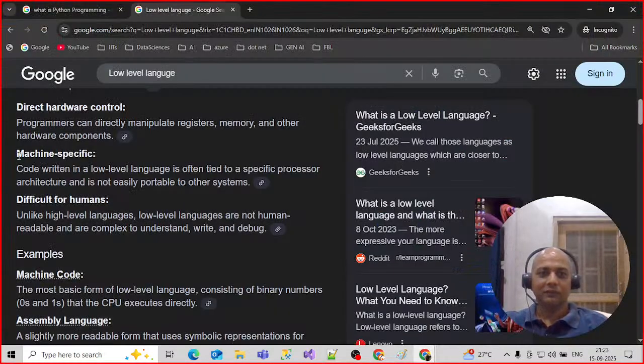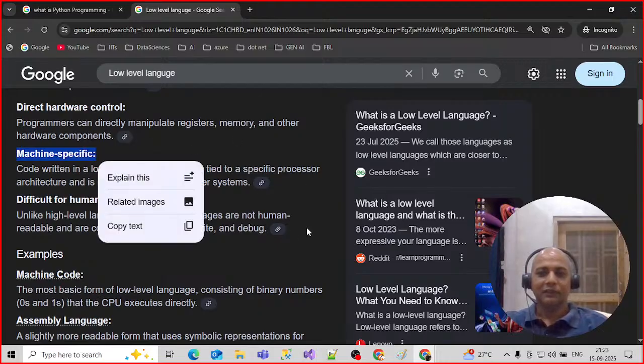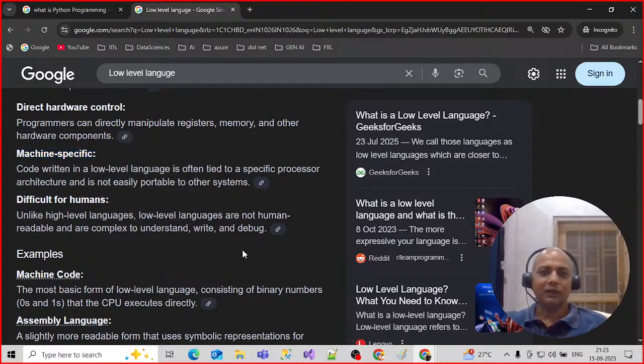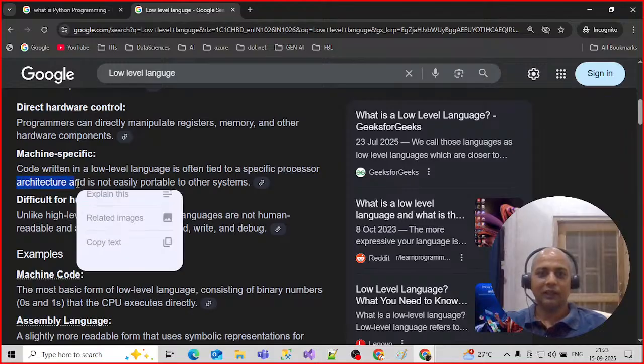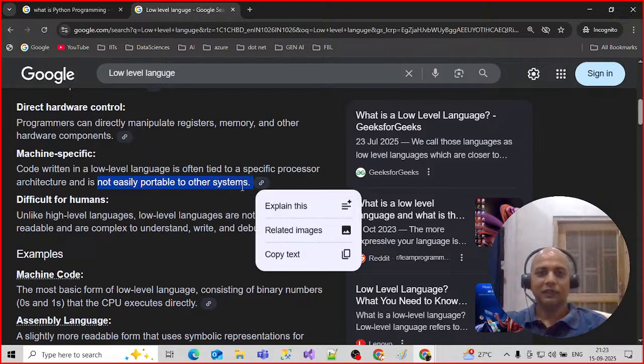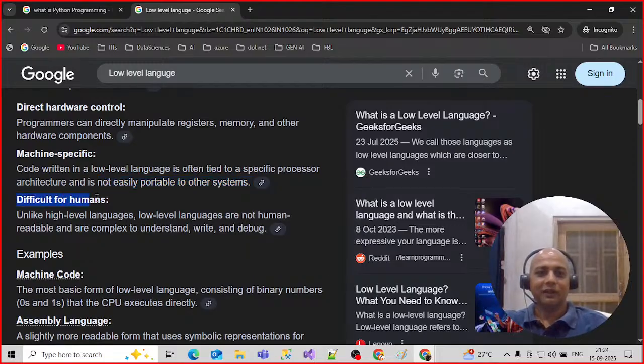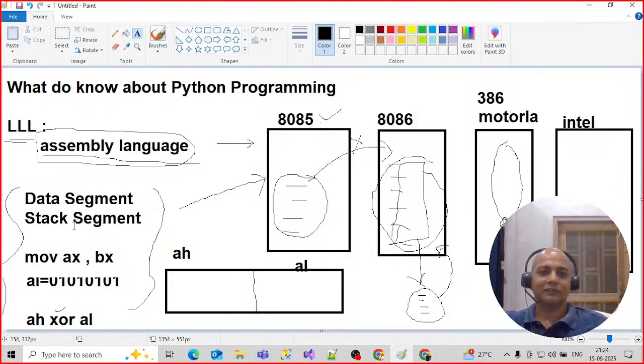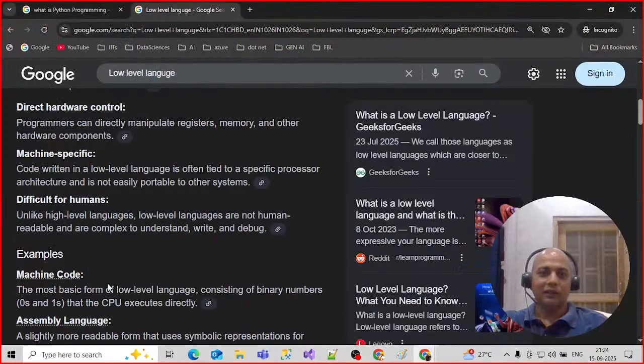The meaning of machine specific is that it was only runnable on a particular type of device, right? So it was for the specific processor architecture. It is clearly written over here, and not easily portable to other systems. We could not run the program on any machine, and it was difficult for humans to understand. So you can see how difficult it is to understand everything and debug everything.